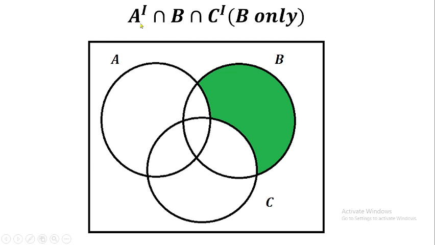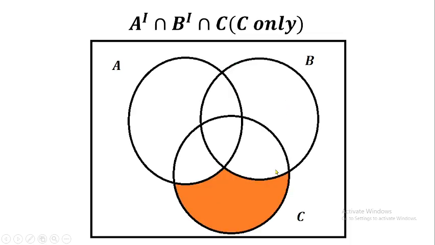So that is A complement intersection B intersection C complement. That is elements in set B only, not elements common to A, B, C. No, elements in B only. Remove elements common to A and B, remove elements common to B and C, and remove elements common to all three of them. Then whatever you have left in B is B only. I hope you understand that now.